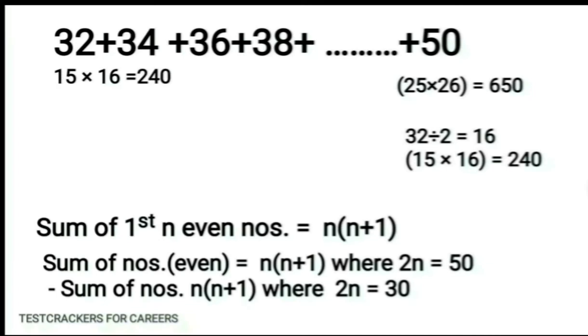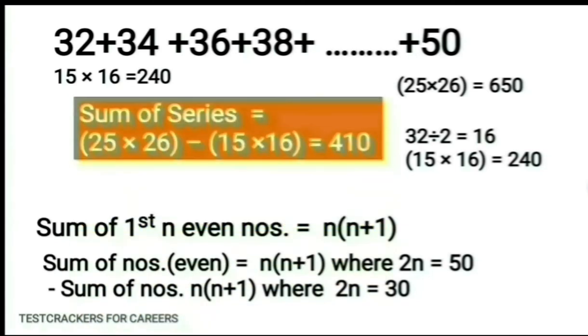Now we have to subtract the sum of numbers where 2n is equal to 30 from the sum of even numbers where 2n is equal to 50. We get 410.